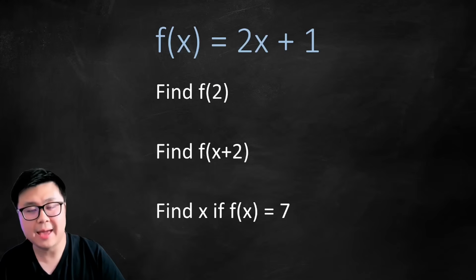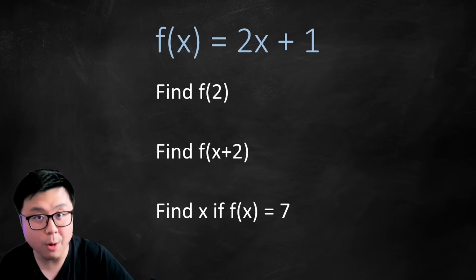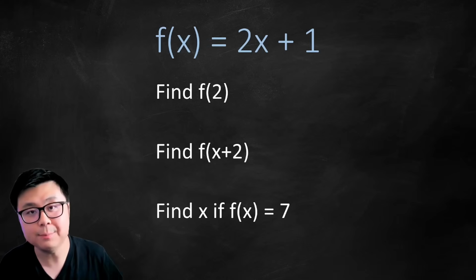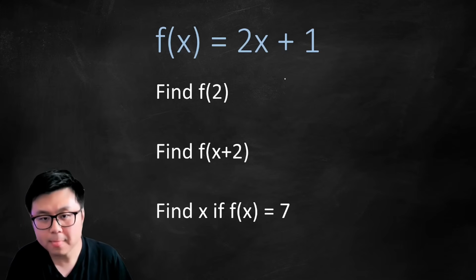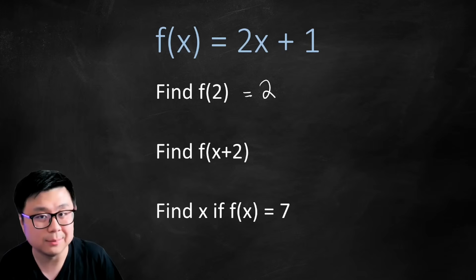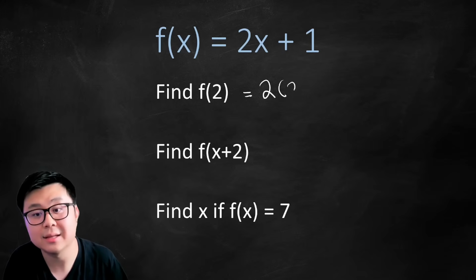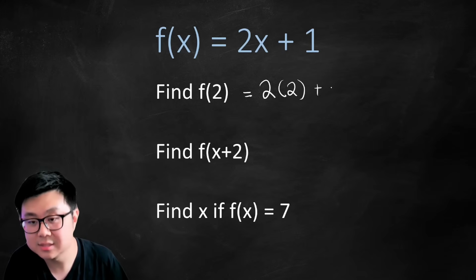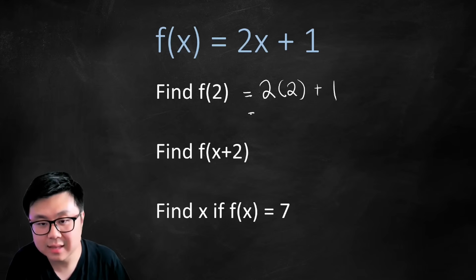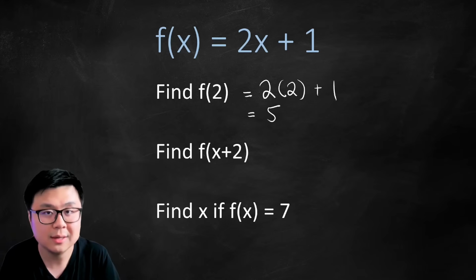Now, what if they were to ask you to find f of 2? That means they want to know the output or the result if your input is 2. So we're going to just write down the equation, 2x plus 1, but where the x used to be, because that's the default input, now we know the specific input is 2, so we'll replace it in brackets with our 2, plus 1. And then to solve this, that becomes a 5. So the output when your input is 2 is 5.